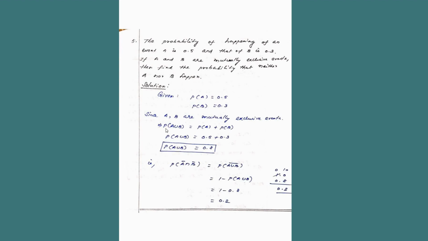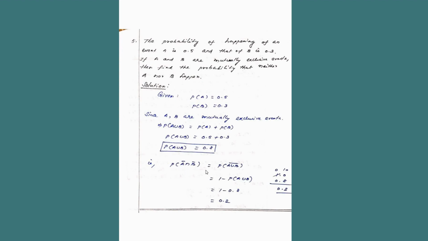For this, we write the formula P of A union B is equal to P of A plus P of B. Here you substitute the values for P of A and P of B. Therefore, P of A union B is equal to 0.5 plus 0.3. If you add the two numbers, 0.5 plus 0.3 is 0.8. Now we find P of A bar intersection B bar, that is, the probability that neither A nor B happen.